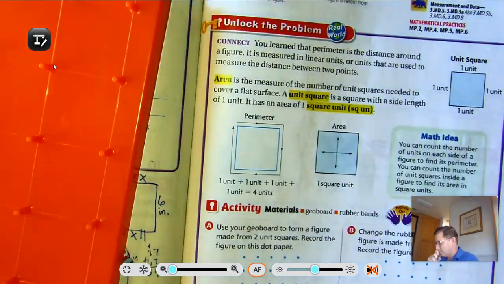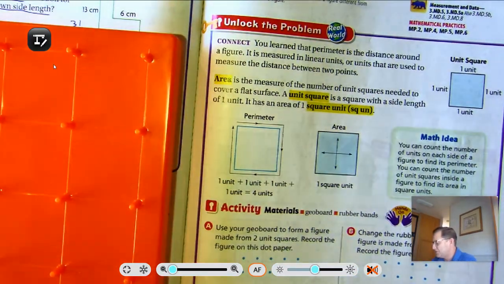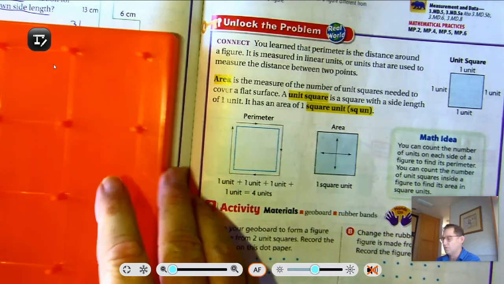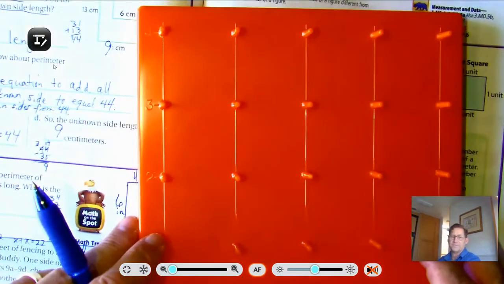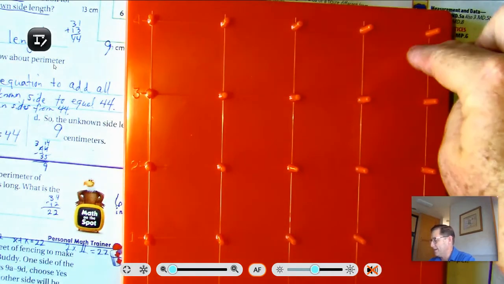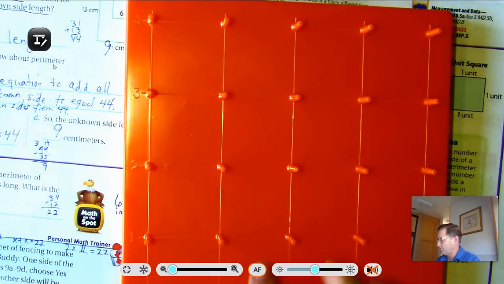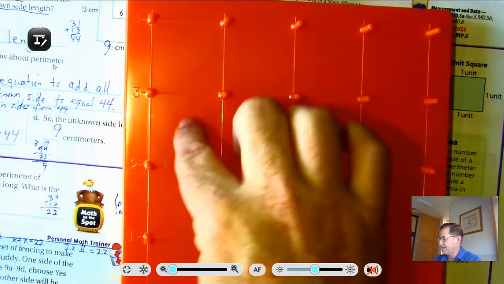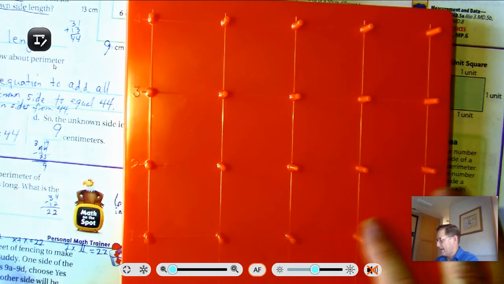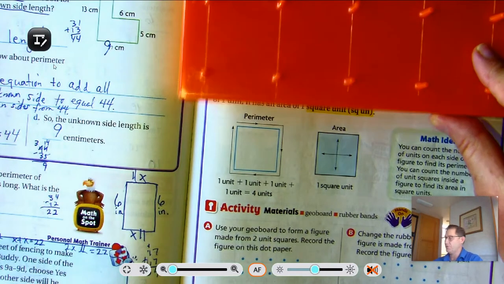All right, so I have a geoboard here, and I have a couple rubber bands. And it says, use a geoboard to form a figure made from 2 unit squares. Okay, so if you don't have that, obviously you can follow along, but in geoboards, each of these squares is 1, okay? So in the whole geoboard, I have 1, 2, 3, 4, 5, 6, 7, 8, 9, 10, 11, 12, 13, 14, 15, 16 square units. And activity A says, form a figure made from 2 unit squares.